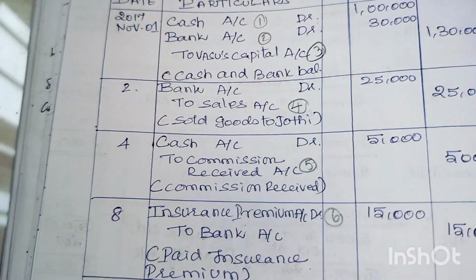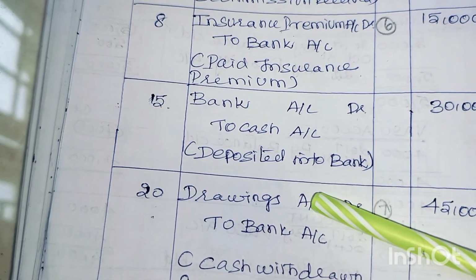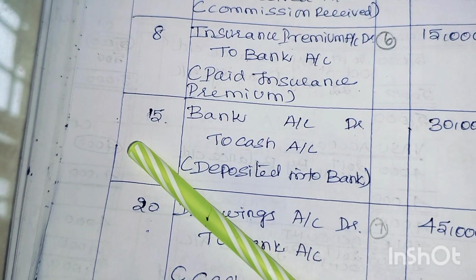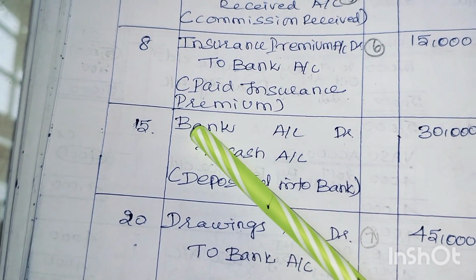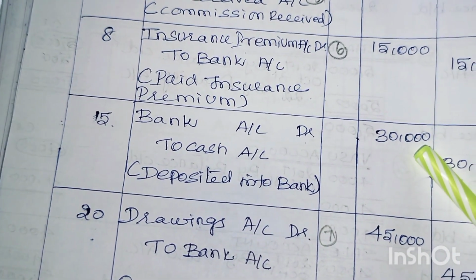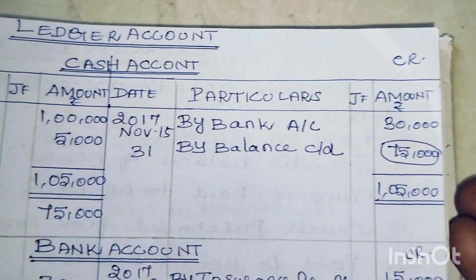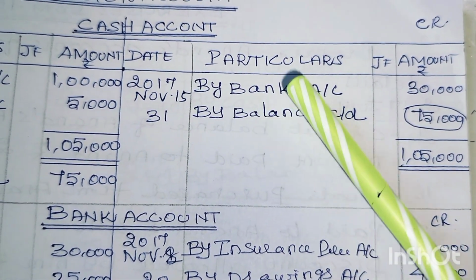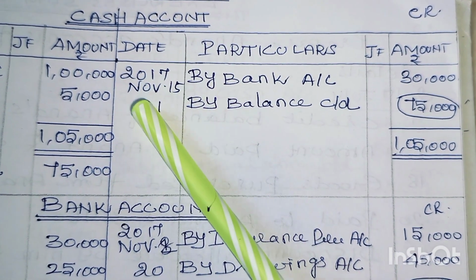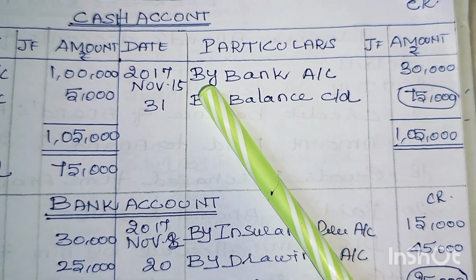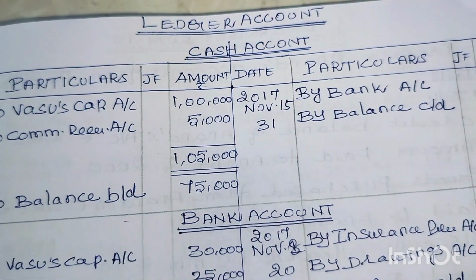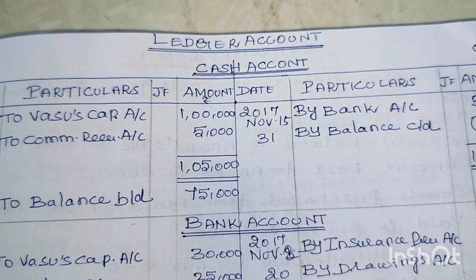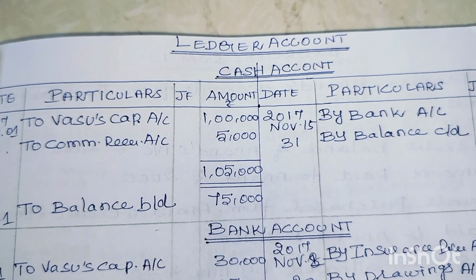Then what is the next cash transaction? It occurs on November 15. On which side is the cash account? On the credit side. What is the opposite account? Bank account is the opposite account, 30,000 rupees. So cash account, credit side only. We go to the credit side under the cash account. The opposite account is bank account, dated November 15, 2017. Always we start with 'By' on the credit side. So, by bank account, 30,000 rupees. So we have totally 3 cash transactions on Vasu's account.